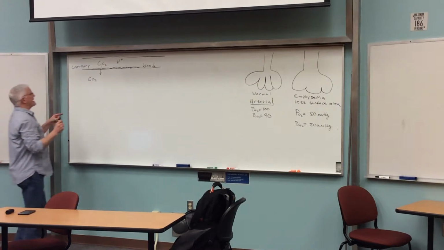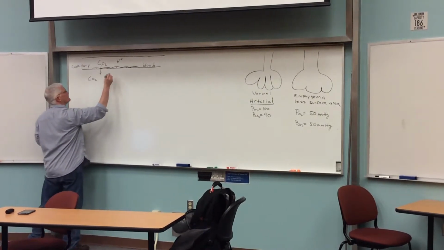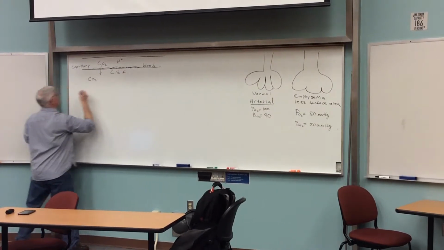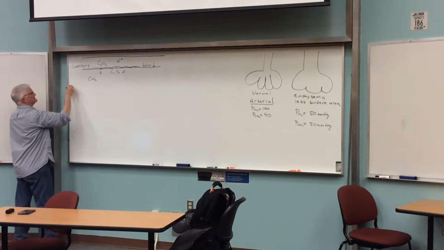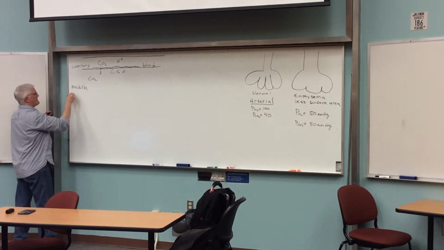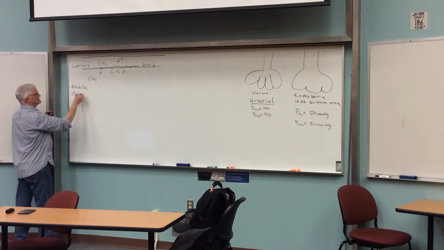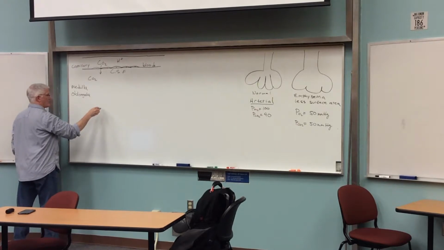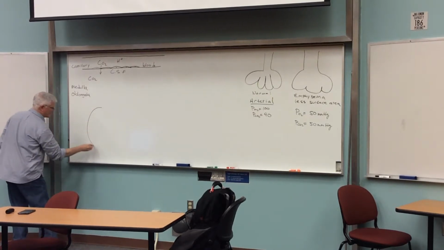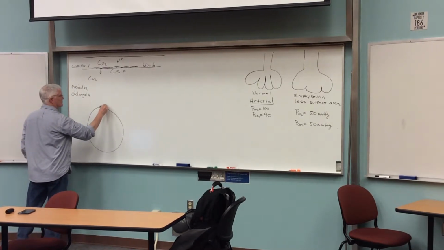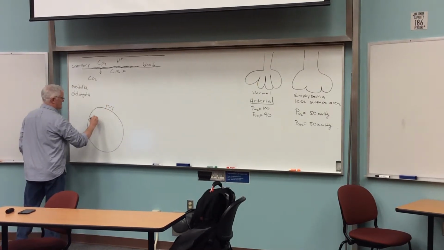So what we're looking at is our cerebrospinal fluid, which means this is where we have the medulla oblongata. What we're going to do is draw over here a hydrogen ion sensor, and we'll put a little receptor over here. This is our hydrogen ion sensor.